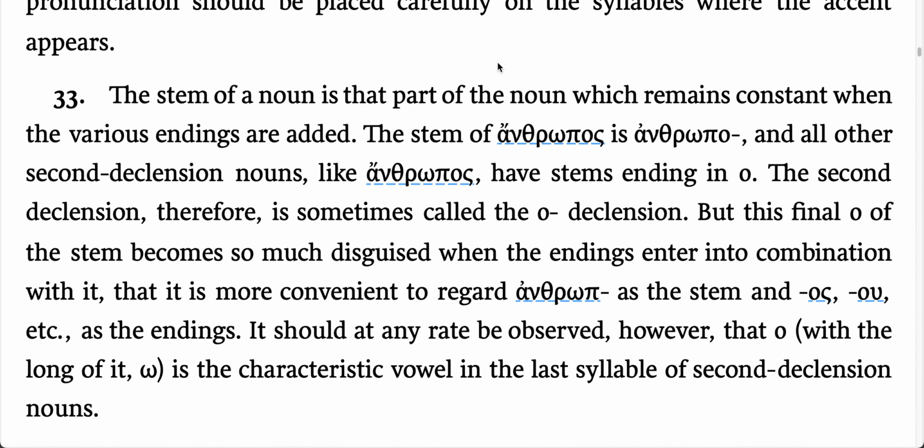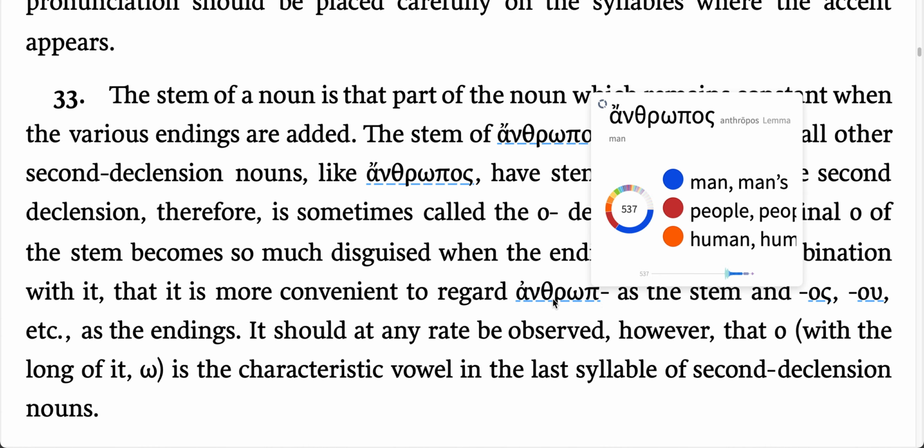So the stem of the noun is that part of the noun which remains constant when the various endings are added. The stem of anthropos is anthropo, and all other second declension nouns, like anthropos, have stems ending in omicron. The second declension, therefore, is sometimes called the O declension. But this final omicron of the stem becomes so much disguised when the ending is entered into combination with it that it's more convenient to really regard the stem as anthrop.